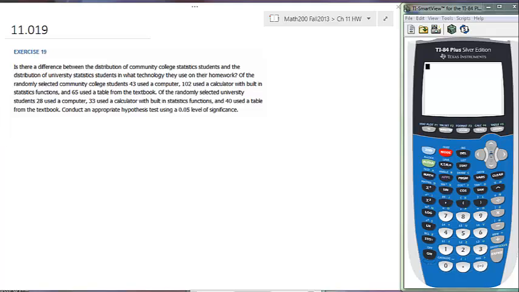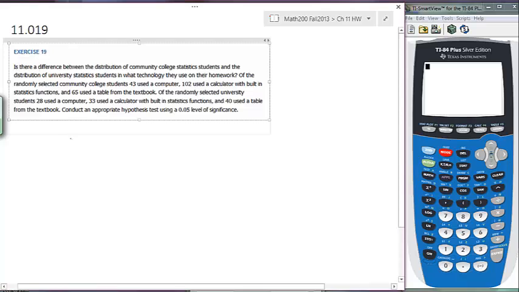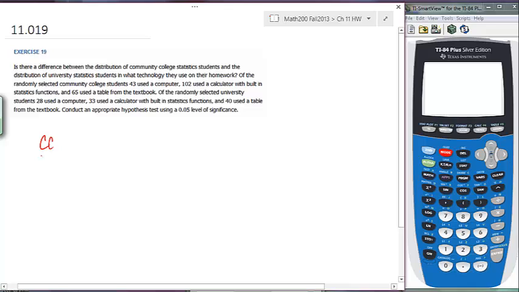This is problem number 19 from chapter 11. It's asking, is there a difference between the distribution of community college statistics students and the distribution for university statistics students and what technology they use on their homework? So they talk about a randomly selected population. So let's say community college and university would be the two different populations that we're looking at. And the distribution that we're looking at are the number of people who use computers.